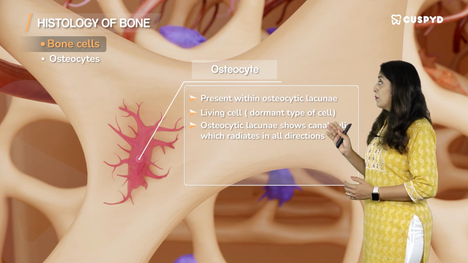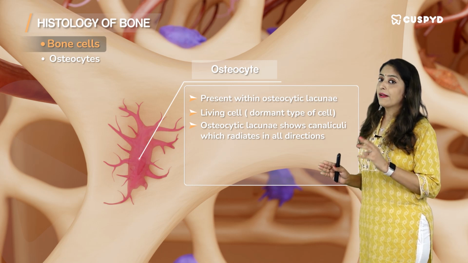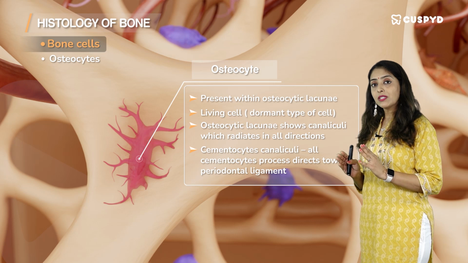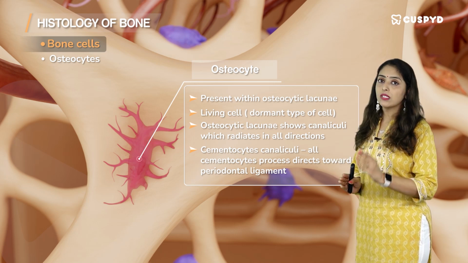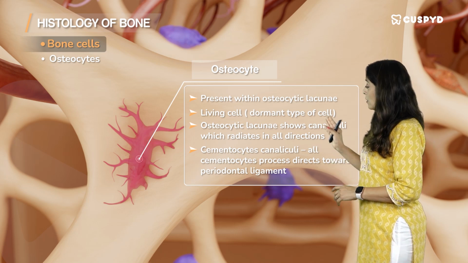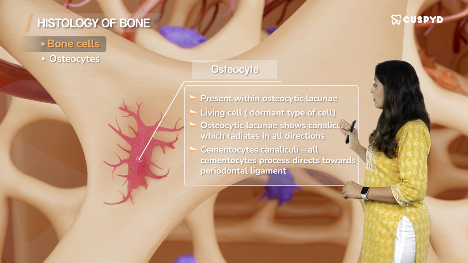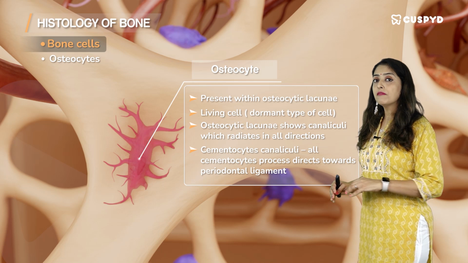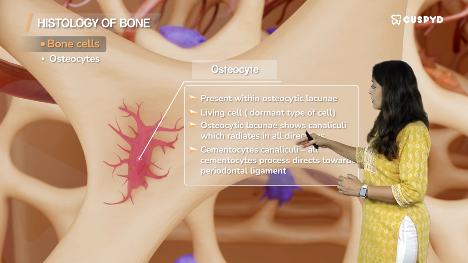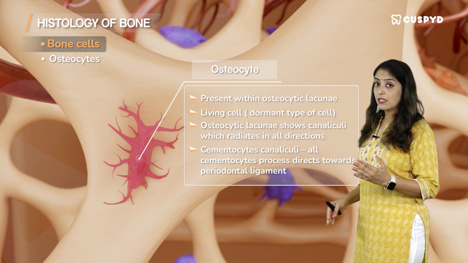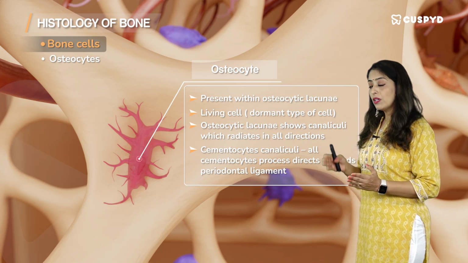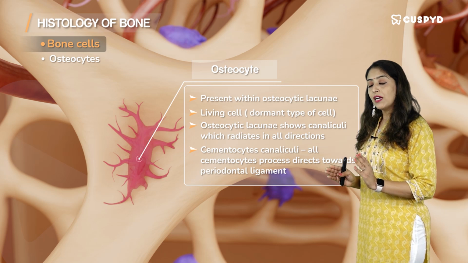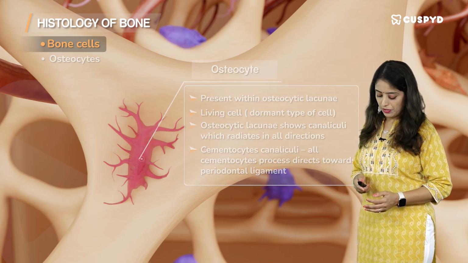The difference between the osteocytic lacunae and the cementocytic lacunae is that in the cementocytes, all the cementocytic processes are directed towards the periodontal ligament, whereas in the osteocytic lacunae, the canaliculi are all over the cell. Because the osteon is circumferential, so you will have cells in all four directions, whereas the periodontal ligament is present only on one side. So the cementocytic lacunae will be directed only towards the periodontal ligament.